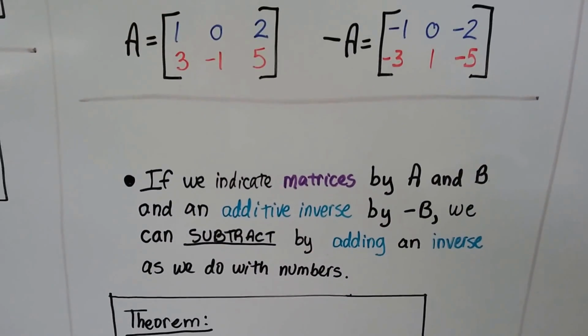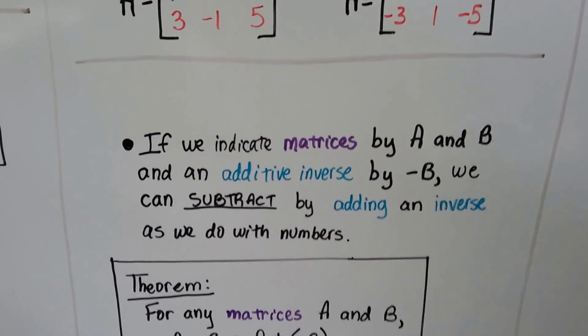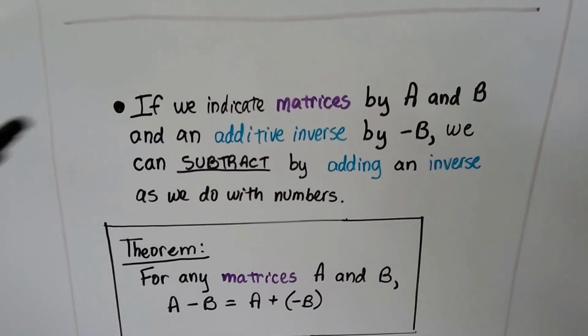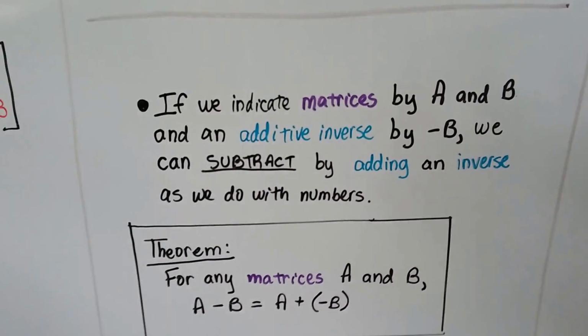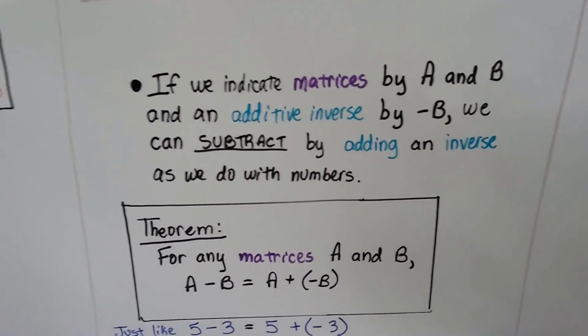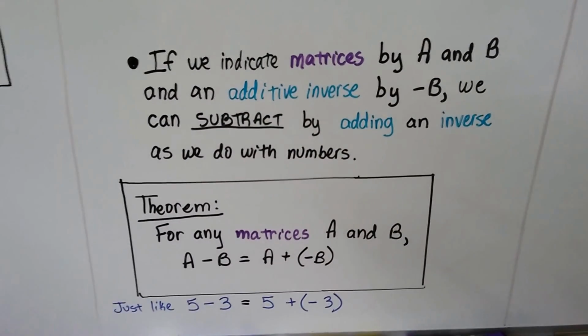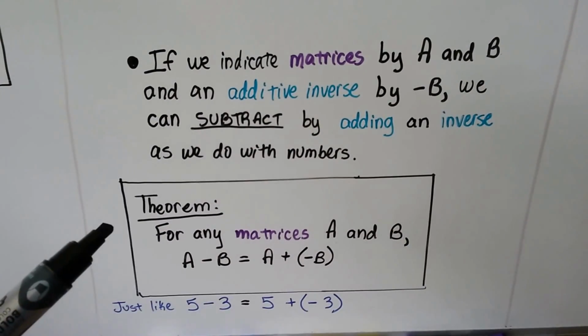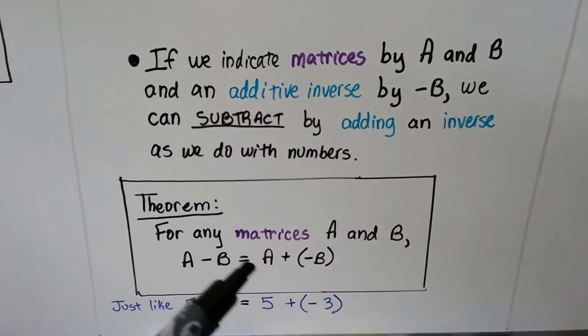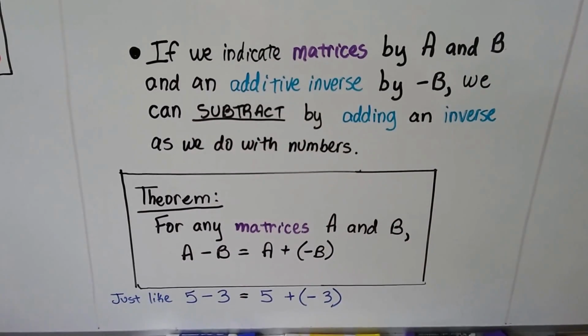If we indicate matrices by A and B and an additive inverse by this negative B, this inverse of B, we can subtract by adding an inverse as we do with numbers. So I have a theorem for you. For any matrices A and B, A minus B is going to equal A plus a negative B.